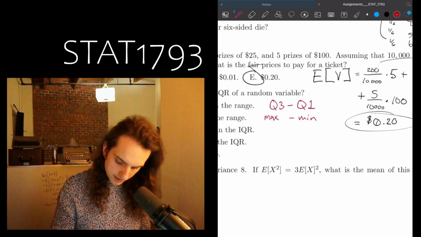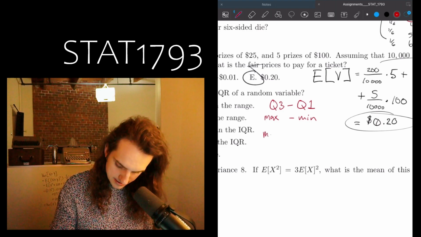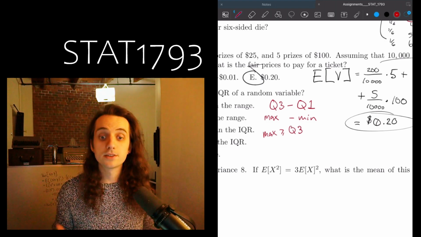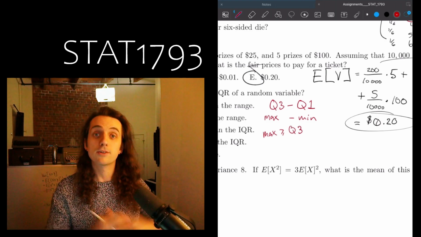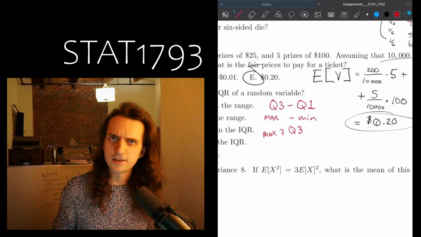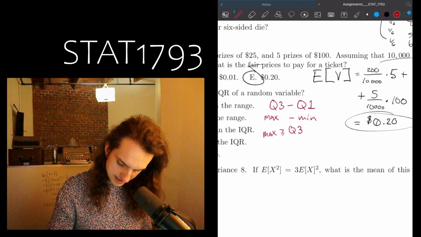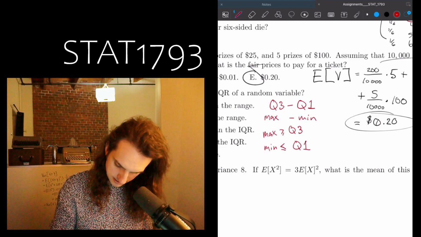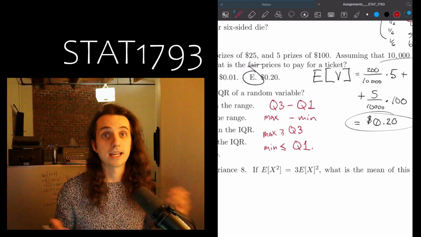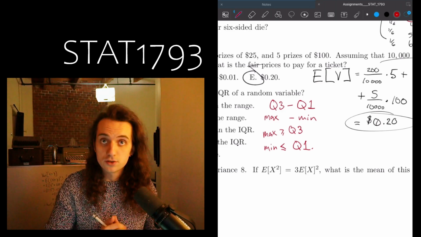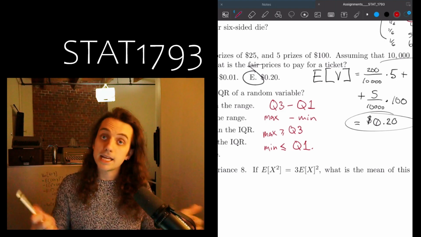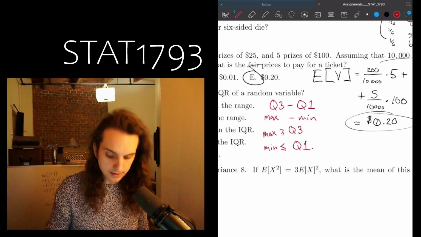The important thing to realize is that the max is always going to be greater than or equal to Q3. It could be equal to Q3 if there is a really high probability of falling on that same maximum value, for instance. And the minimum is always going to be less than or equal to Q1. Again, if you have a 30% chance of taking on the minimum value, then that's both the minimum and Q1, for the way that we've defined these things in class.